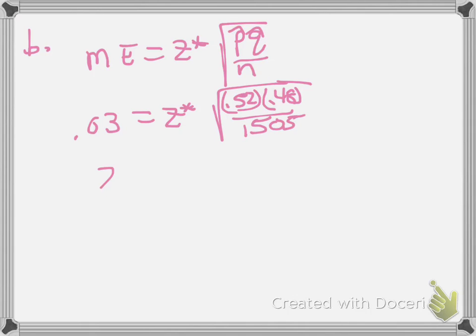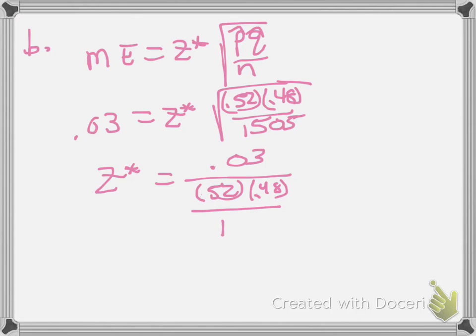All right, so I know that my z star is equal to 0.03 divided by the square root of 0.52 times 0.48 divided by 1505. I'm sorry, my decimals are not showing up. Okay, so I'm going to put this into my calculator. I'll be right back.